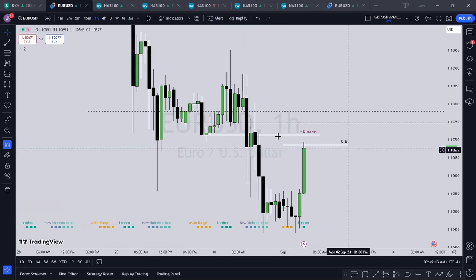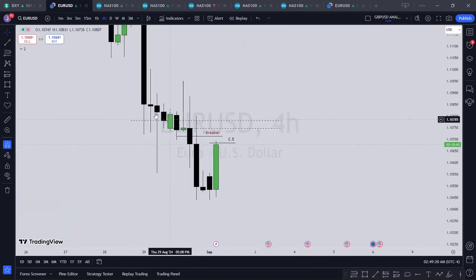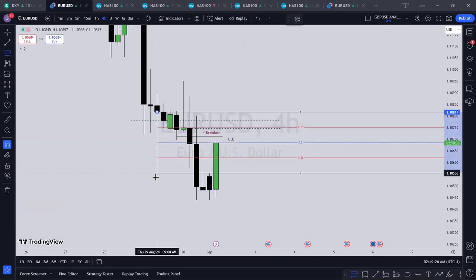This here, I've not taught this to any of you, but this is consequent encroachment. Let me show you. It's the midpoint between this wick. So if you draw your fib from this point, that is the midpoint between the open of this candle and then the low of this candle.